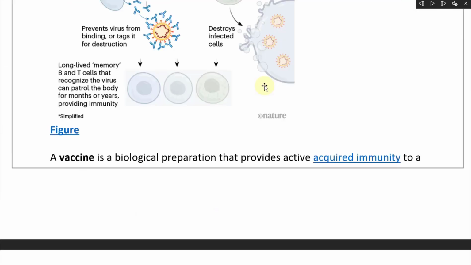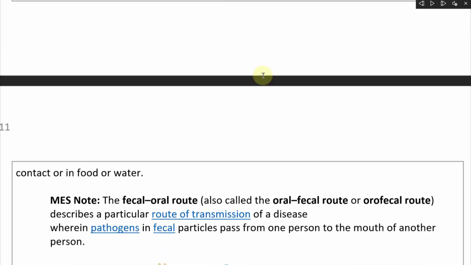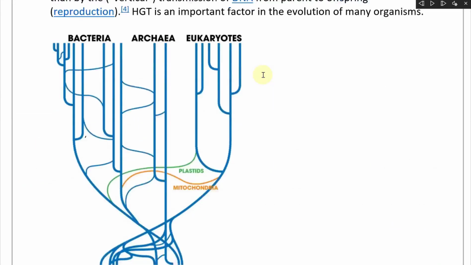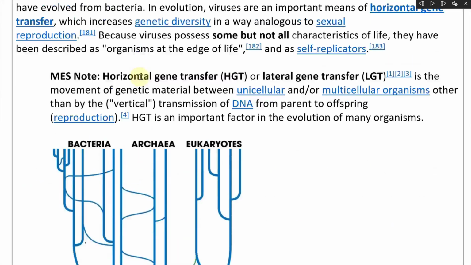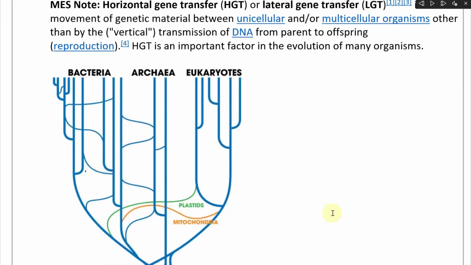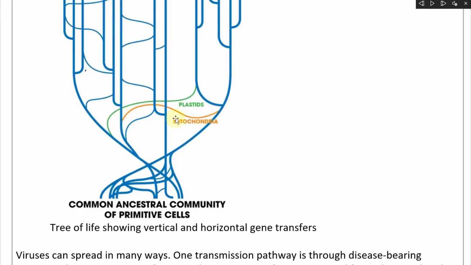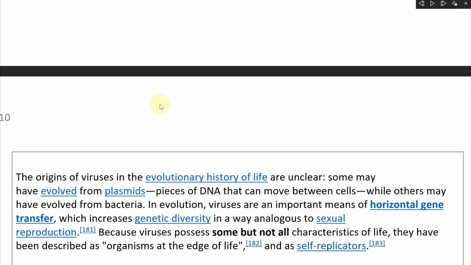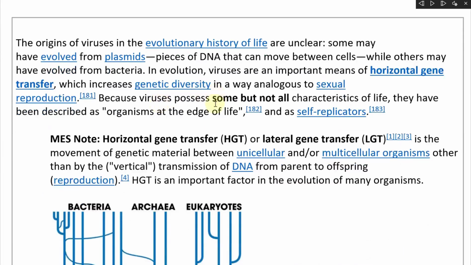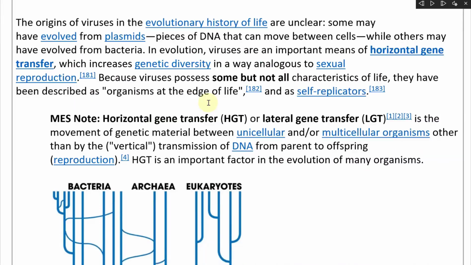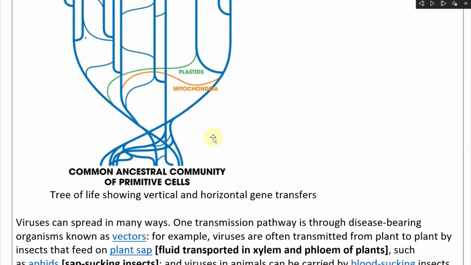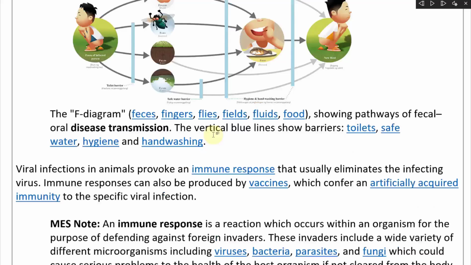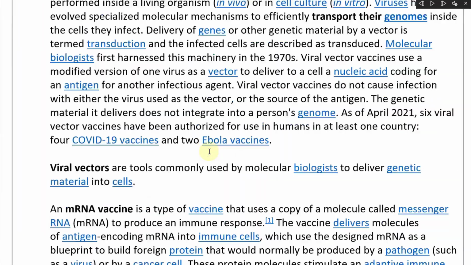If you go all the way back to here, this one's an interesting illustration. So you can have horizontal transfer. You get the plasmids transferring from different organisms to other types as well. And then you have mitochondria. You could also have virus transmission, as illustrated here. Yeah, so in evolution, viruses are an important means of horizontal gene transfer, which increases genetic diversity in a way similar to sexual reproduction. So very, very interesting. So keep that in mind.